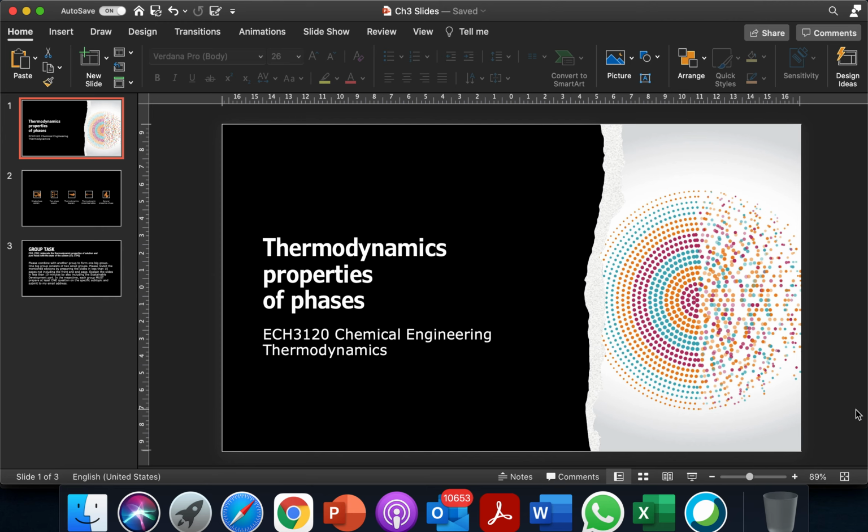So we proceed with chapter 3, which is thermodynamic properties of phases. Basically, what we have learned previously in chapter 1 was the volumetric properties of pure substances. We learned what pure substances are, and what happens if a pure substance is exerted with some pressure and temperature, which was represented by the PT diagram, PV diagram, and VT diagram.